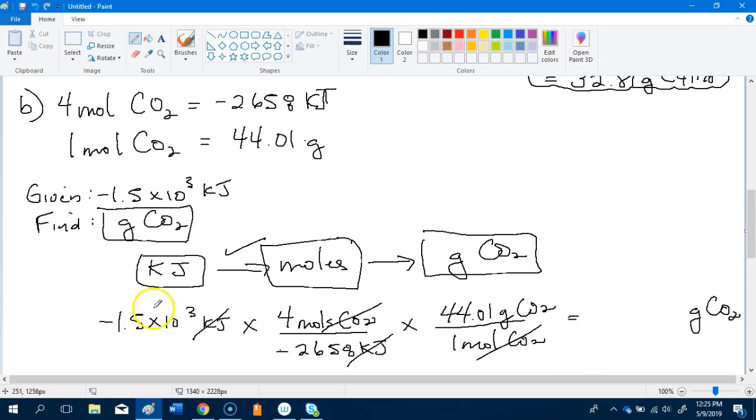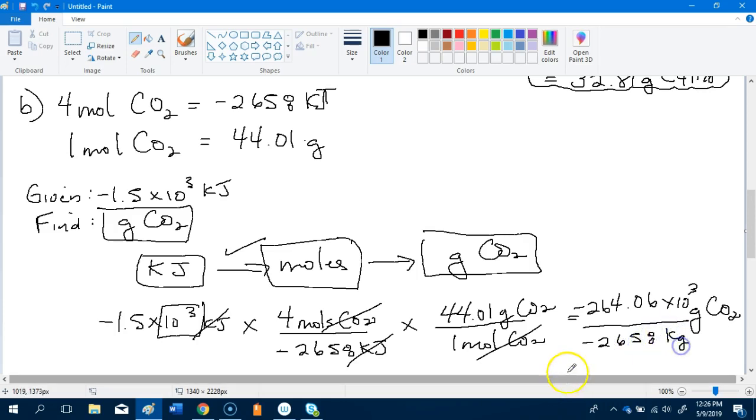My moles cancel out, and that's going to give me the grams of CO2 that are produced. So going across the top, I will have negative 1.5 times 4 times 44.01, which is equal to 264.06, that's in the negative realm, times 10 to the 3. I always like to leave this off when I'm multiplying across, and then I just tack it on at the end, and that's going to be over negative 2,658 kilojoules.